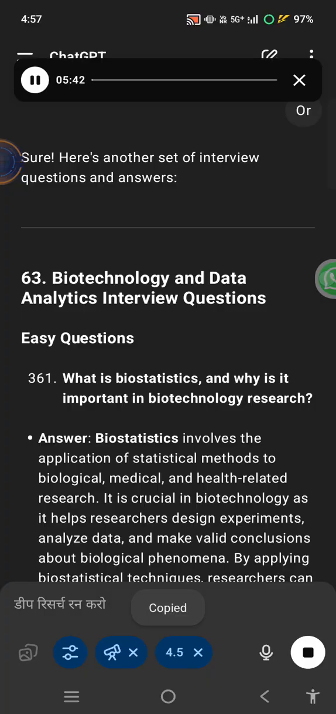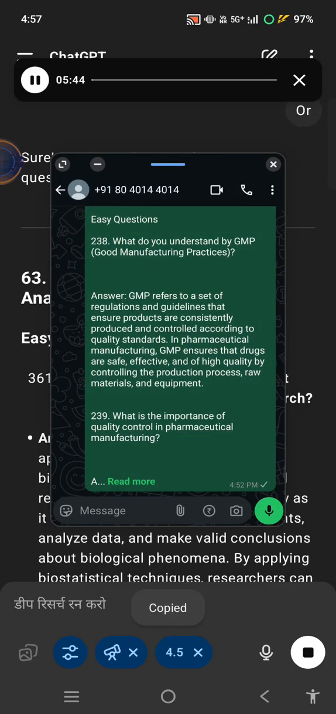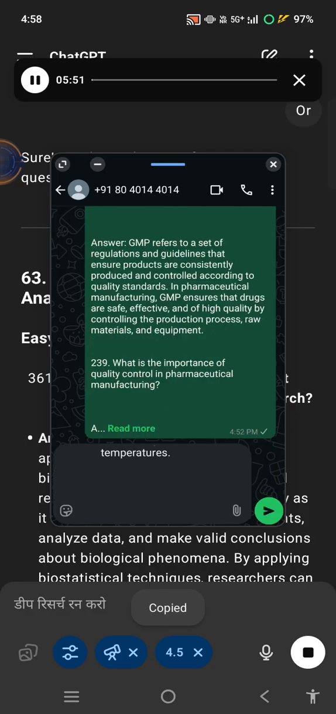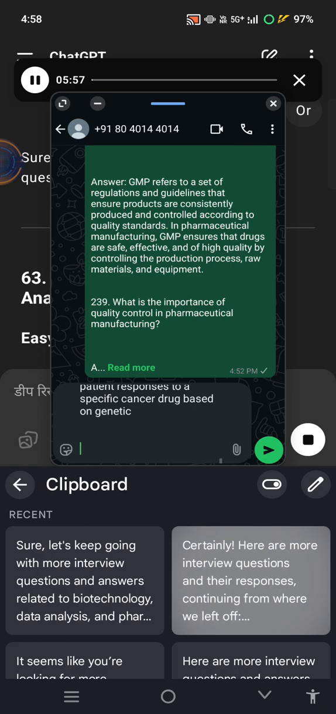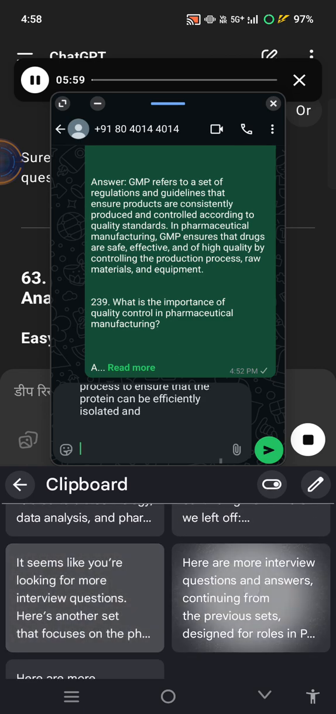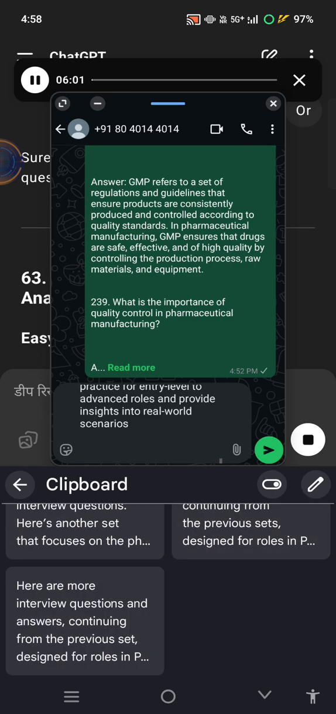41. What is the role of a pharmaceutical manufacturing specialist? Answer. A pharmaceutical manufacturing specialist oversees the production process, ensuring that all operations comply with GMP standards. They ensure that equipment is properly maintained, manufacturing processes are efficient, and products meet regulatory requirements.